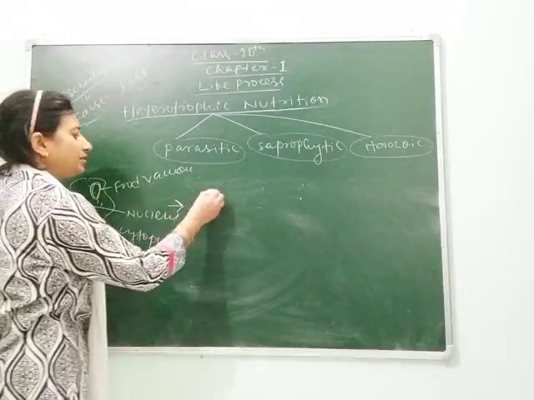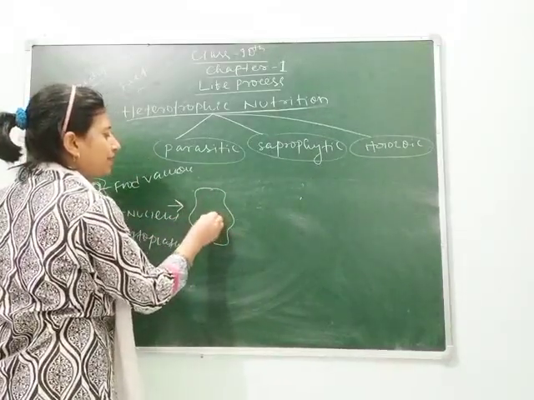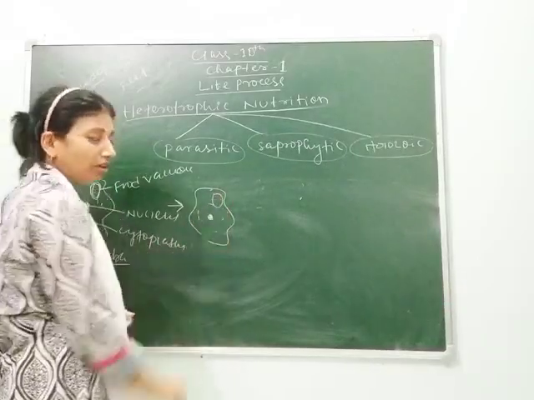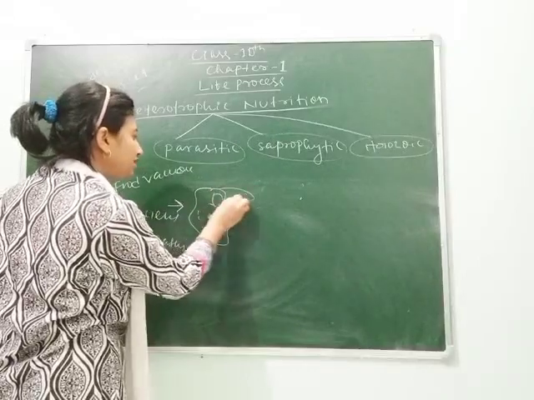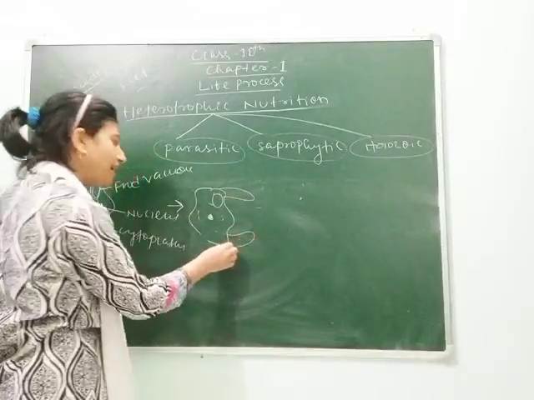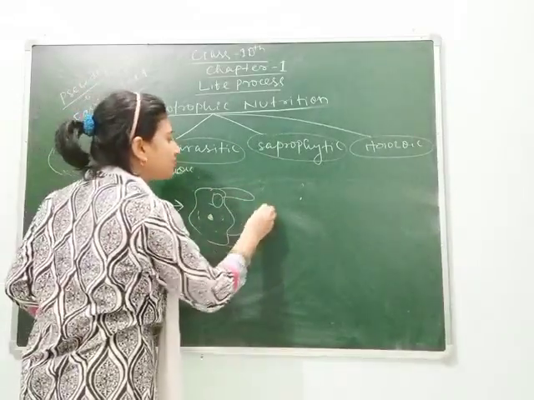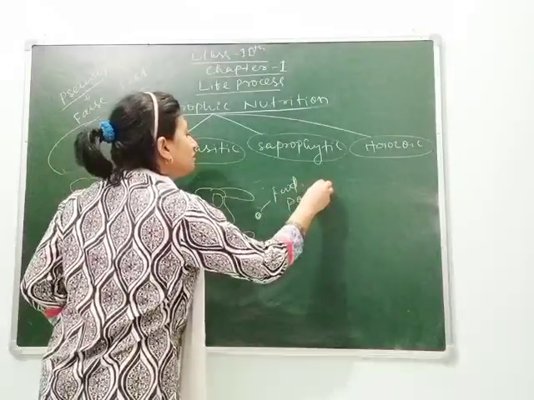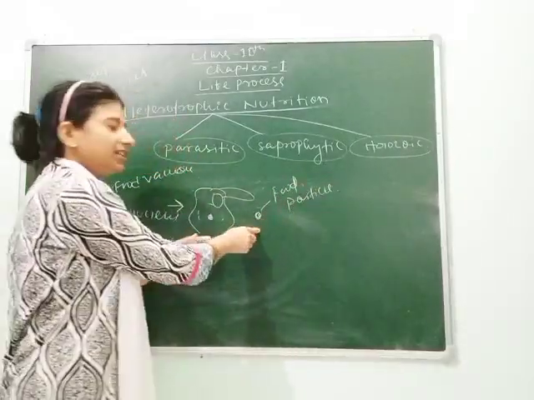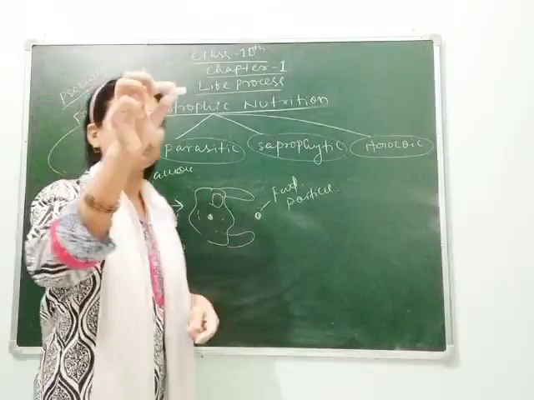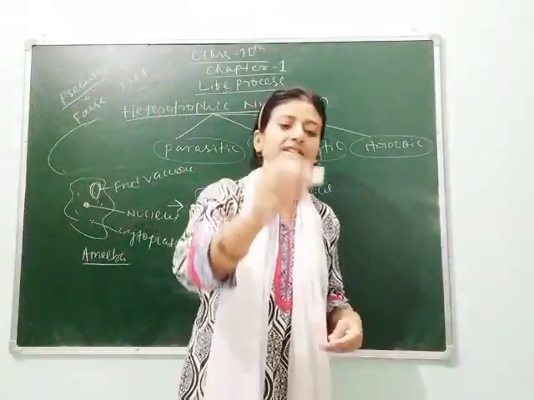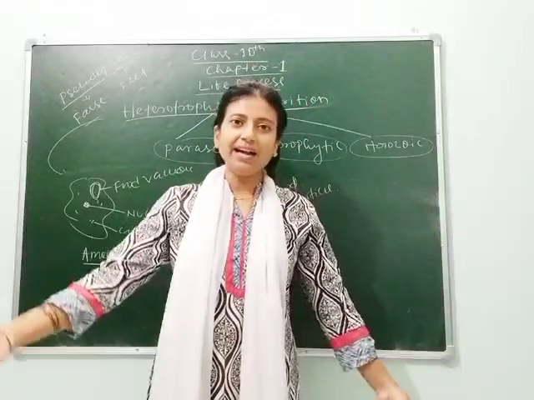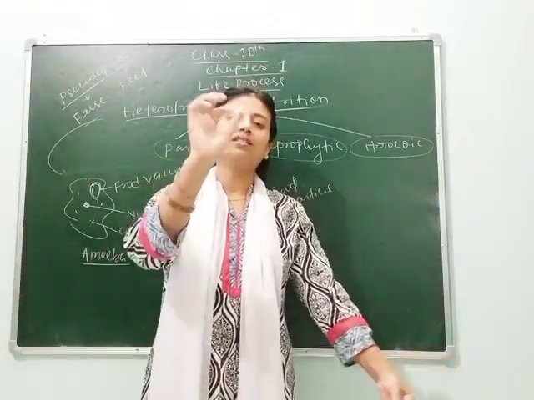So how do these feet come from the amoeba? You can see the same diagram again: the nucleus, then the cytoplasm, then the food vacuole. Here the pseudopodia is projected by the amoeba, and here is the food particle. Suppose the food particle is here, and I am the amoeba, then I will try to collect the food particle.